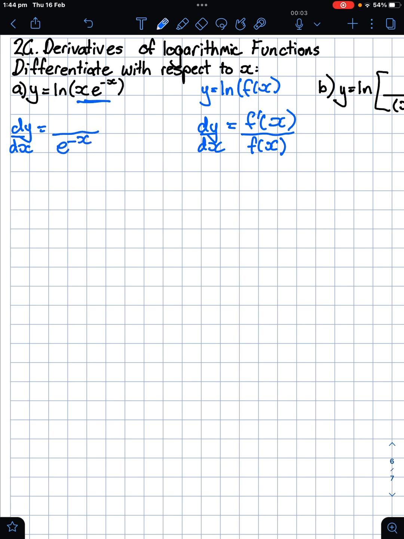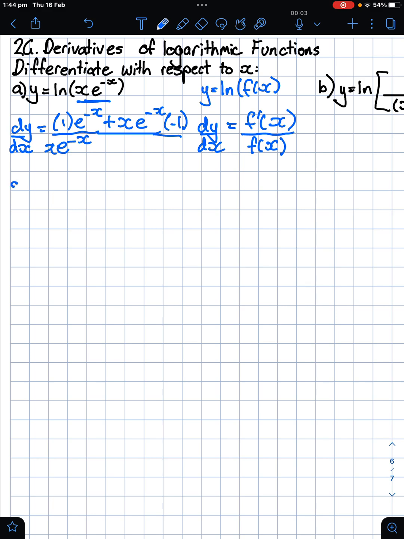Now, x e to the x. Now, the issue with this is a product rule. So we're now looking at 1 times e to the negative x plus x e to the negative x times negative 1. So I've sped through a product rule. It's a little bit more involved, and some of the examples here get quite complex. We'll leave that there.